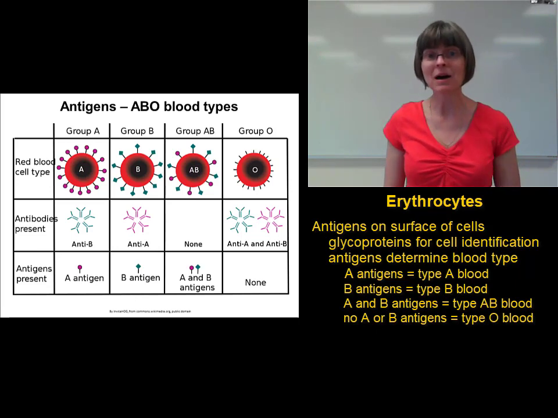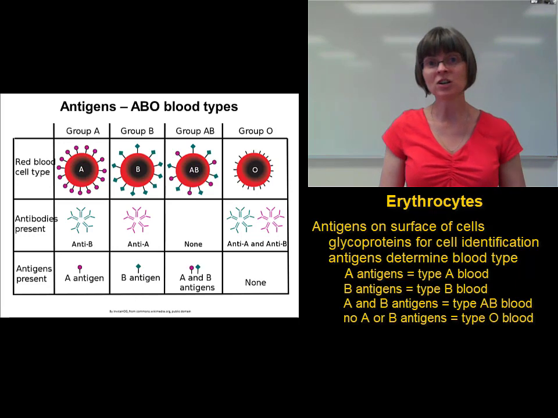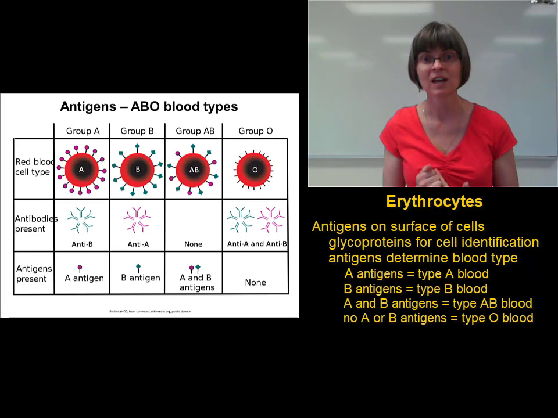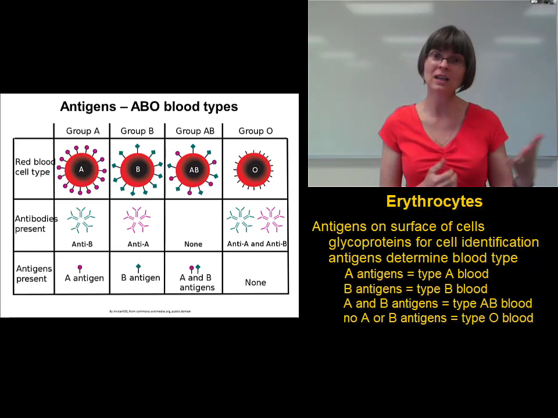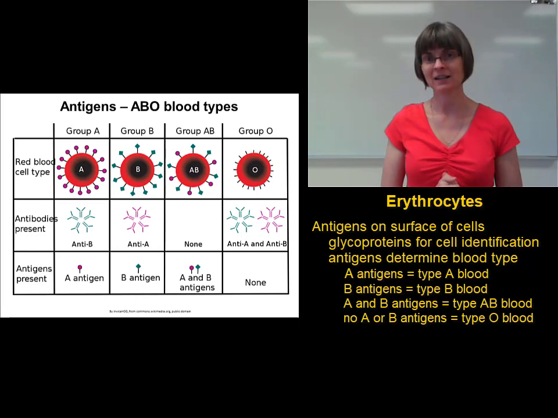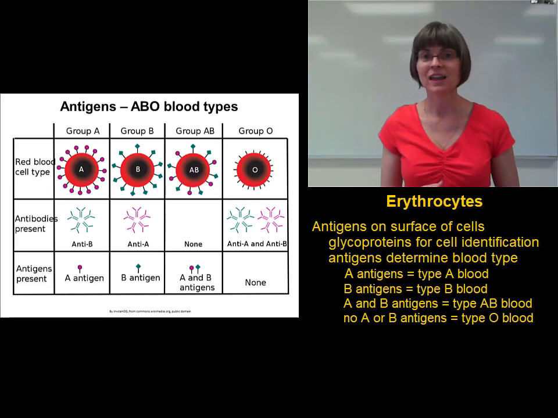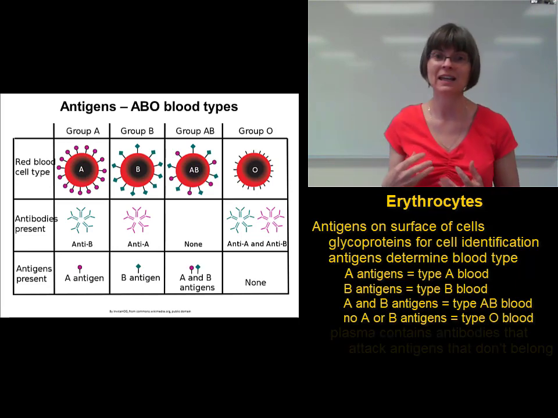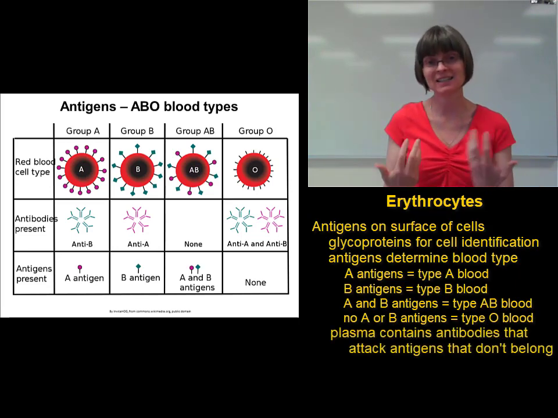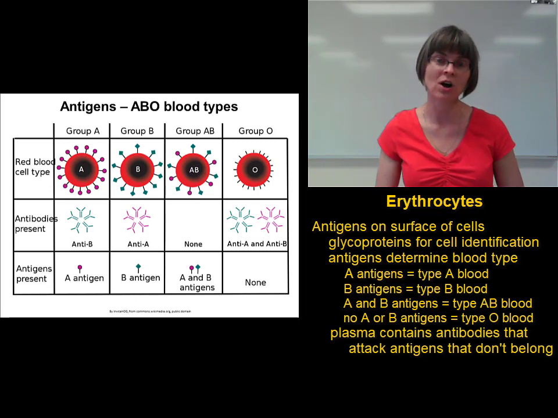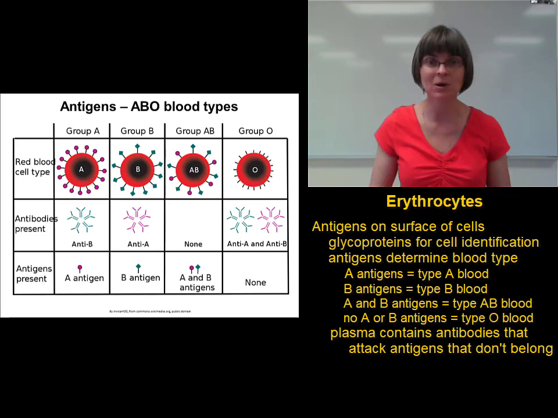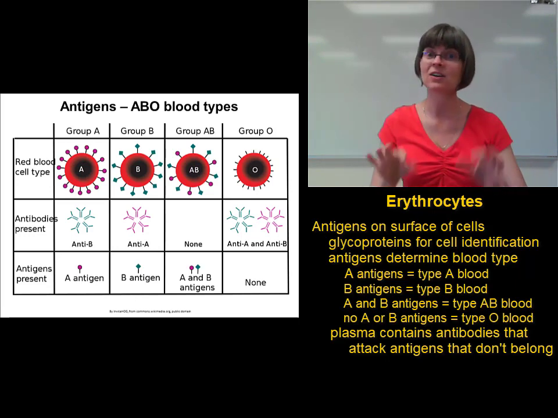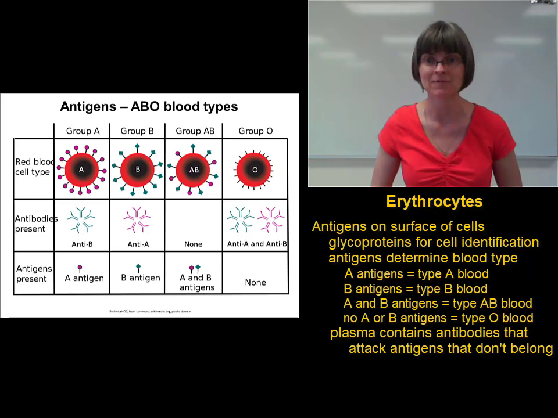Now, the important thing about these antigens is they allow your body to determine if a cell belongs or not. If a cell in your body has your antigens, then your immune system recognizes it as belonging and will leave it alone. On the other hand, if you have an antigen in your body that is not your antigen, your immune system will recognize that and it produces antibodies that can attack the antigens that don't belong. So floating around in your plasma, you have antibodies that will bind to and destroy cells that have antigens that don't belong in your body.